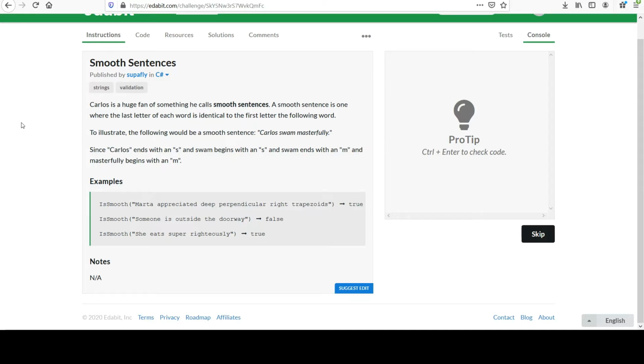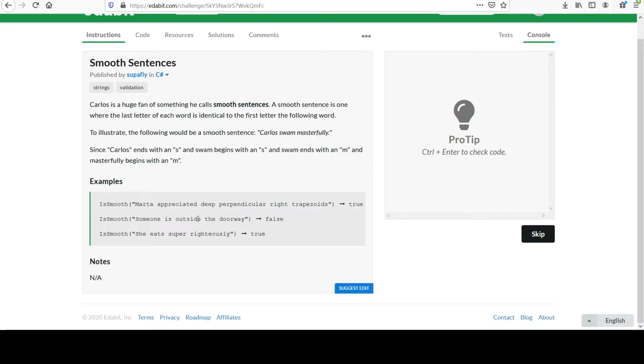Carlos swam masterfully. Since Carlos ends with an S and swam begins with an S, and swam ends with an M and masterfully begins with an M. So you see how they kind of chain together there. That's the idea. Feel free to go through these examples.